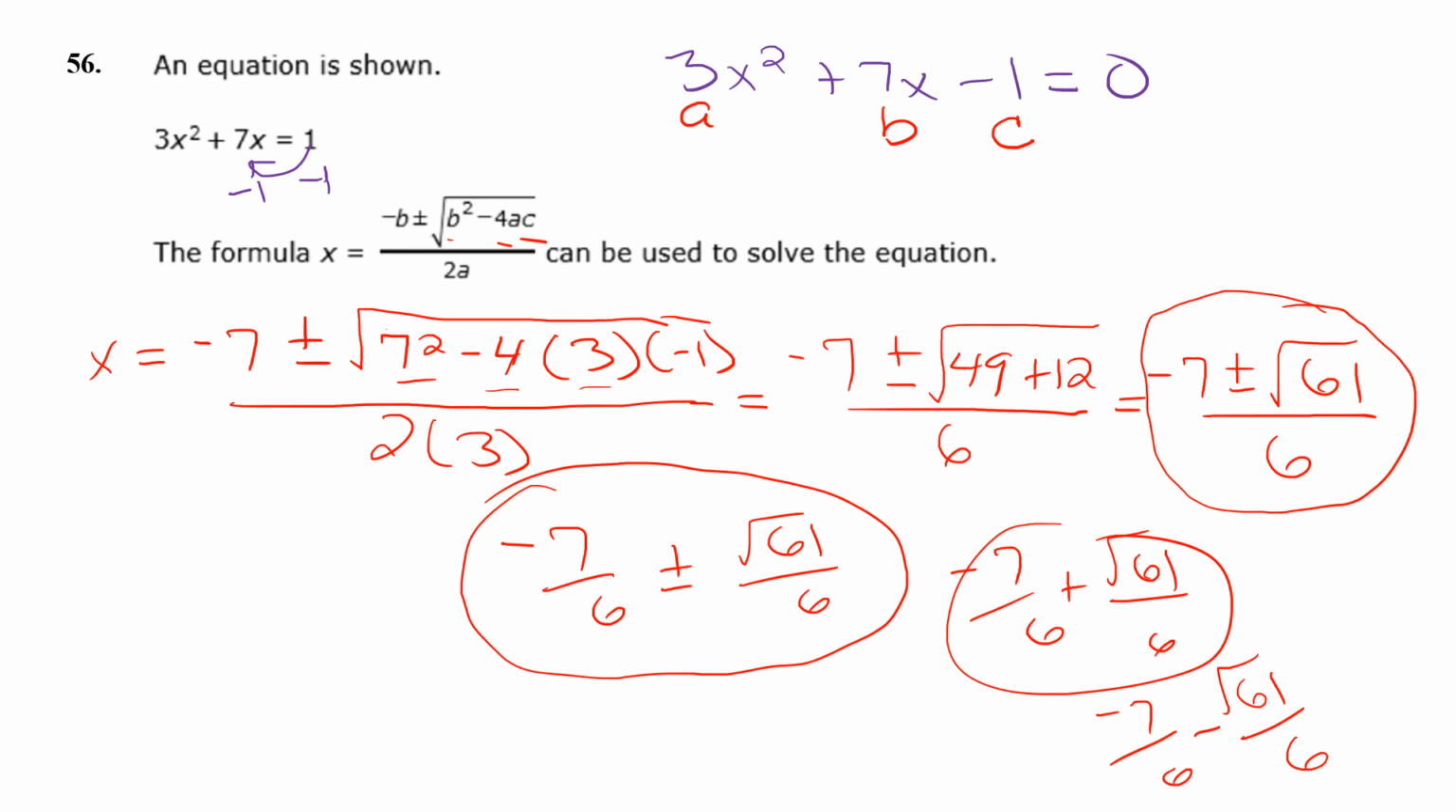Or if it asks for the decimal, you would just take the square root of 61 and do negative 7 plus whatever the square root of 61 would be, divided by 6. Then you would do negative 7 minus whatever the square root of 61 would be, divided by 6. So several ways you can write your answer, it just depends on what the test asks for. But that is pretty much how you do the quadratic formula.